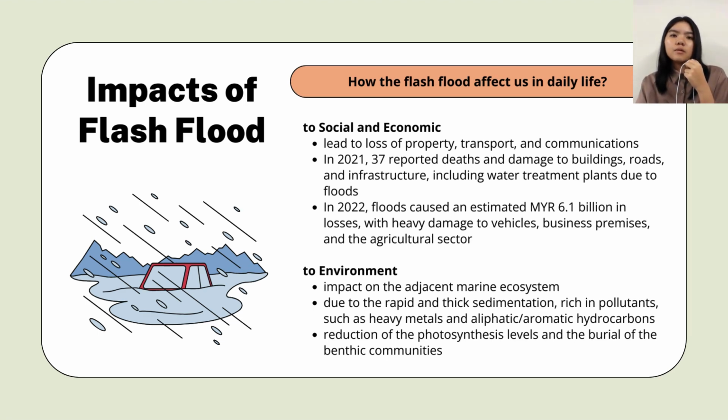While in the environmental aspect, the flash flood has impact on the adjacent marine ecosystem, which is due to the rapid and thick sedimentation, which is rich in pollutants such as heavy metals and aliphatic or aromatic hydrocarbons. These pollutants may affect the marine food chain by the reduction of the photosynthesis level and the burial of the benthic communities.